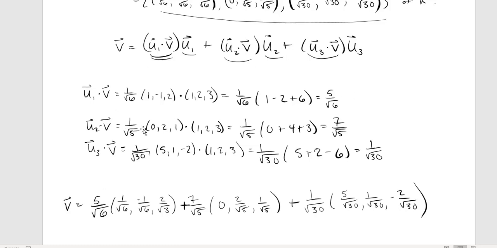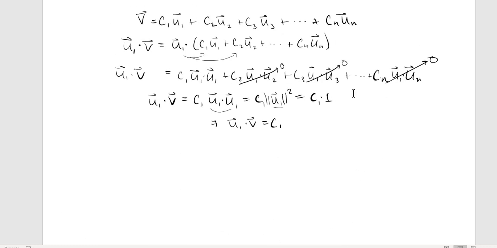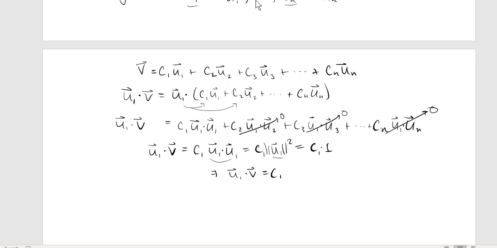Right? This computation is very simple in this way. This is why we like these orthonormal bases. All you have to do is take a dot product to get those scalar values on each of the basis vectors.